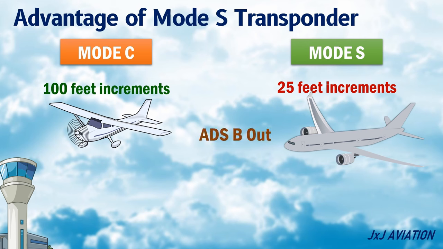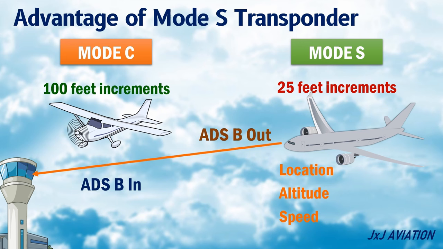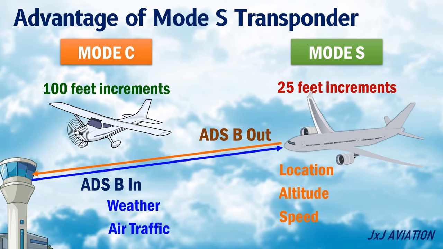Mode S transponders can have ADS-B out or ADS-B in function. The ADS-B out function transmits different aircraft parameters such as location, altitude, and speed to ground stations. The ADS-B in function allows ground stations to transmit weather and traffic information to different aircraft.